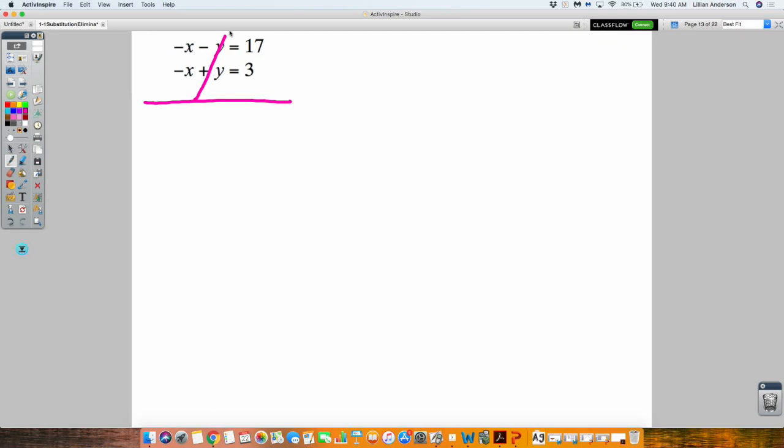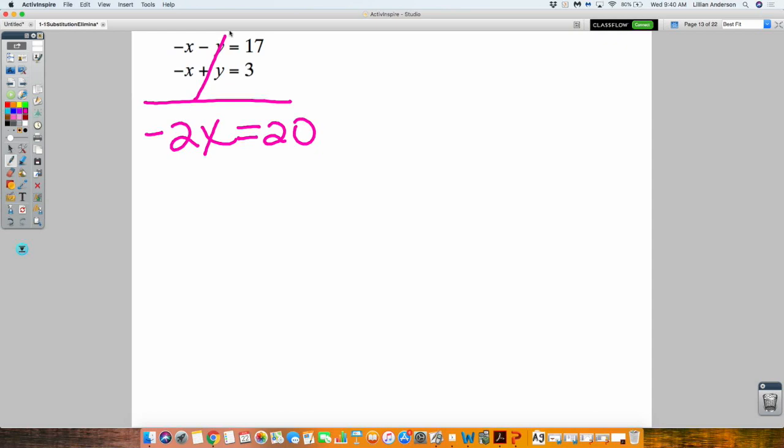Now let's go straight down. What's negative x minus x? It's going to be a negative 2x. Those aren't going to cancel out. It's basically a negative 1 minus 1. Negative 2x. What's 17 plus 3? 20. And we are adding here. Okay, we are adding.